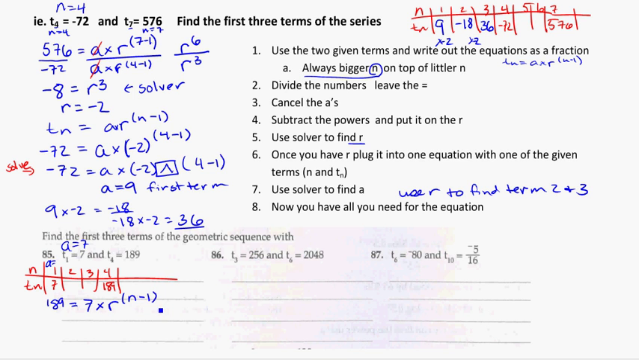So if I put this into solver, because that's all I need to do here to figure out what r is, I should be able to get r. Sorry, not all that we need yet. n for the first term is 1. So 189 is equal to 7 times r to the 0.